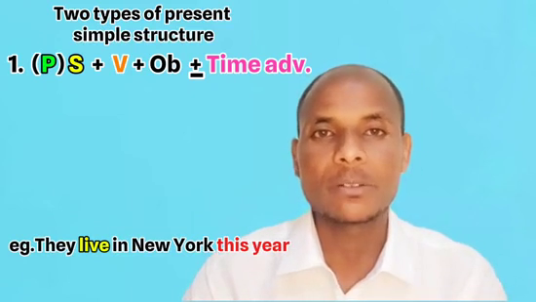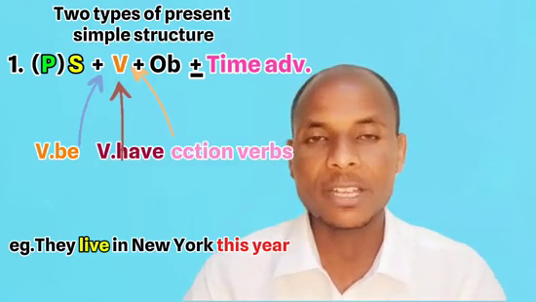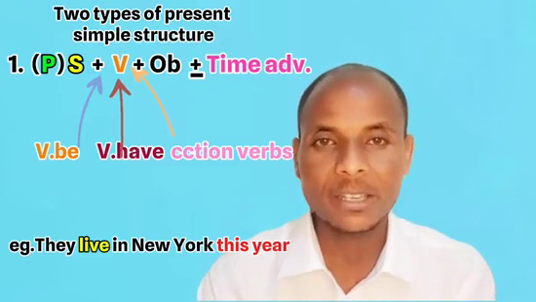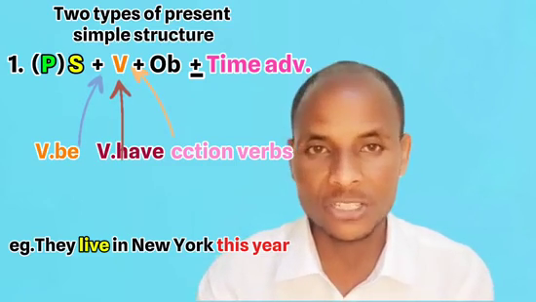The verbs may be verb of be or verb of have and action verbs. Both verb of be and verb of have are called linking verbs or auxiliary verbs.